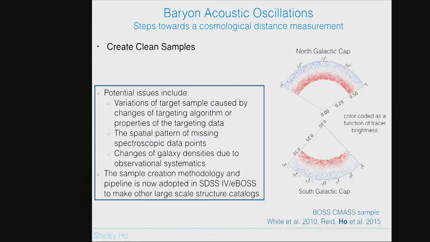Sometimes you actually miss spectroscopic data points because, for example, in Sloan, you cannot put two spectra very close to each other, simply because you cannot put two fibers physically very close to each other. They are optical fibers that basically take the light from the telescope to the camera. Then you actually miss spectroscopic data points because if there's a galaxy closer than, say, 52 arcseconds to another, you cannot observe both of them. Changes of galaxy density due to observational systematics, the stuff that they really just nailed.